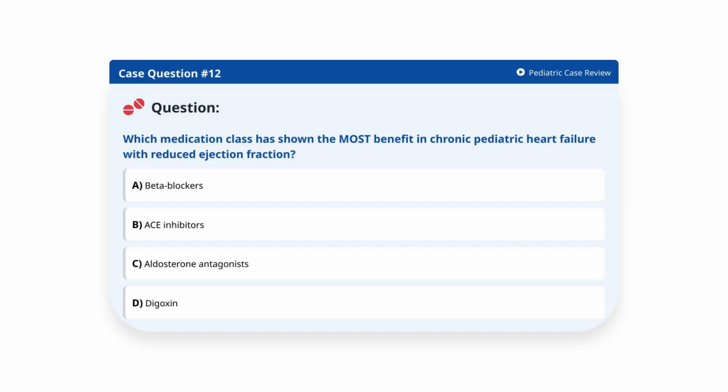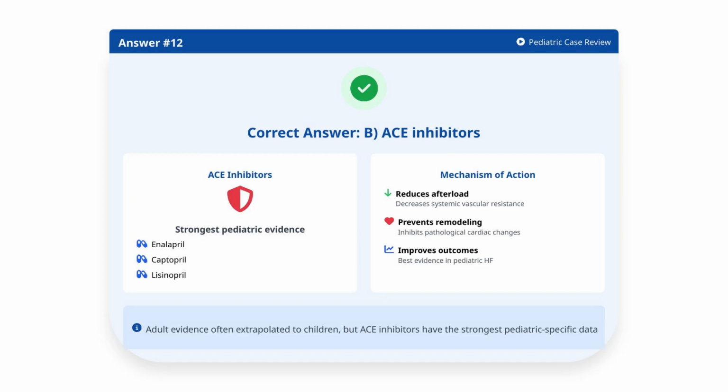Which medication class has shown the most benefit in chronic pediatric heart failure with reduced ejection fraction? Is it A, beta blockers, B, ACE inhibitors, C, aldosterone antagonists, or D, digoxin? Consider the evidence base for different medication classes in pediatric heart failure management. The correct answer is B, ACE inhibitors.